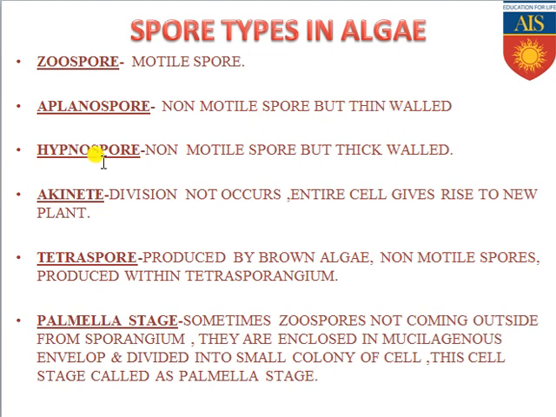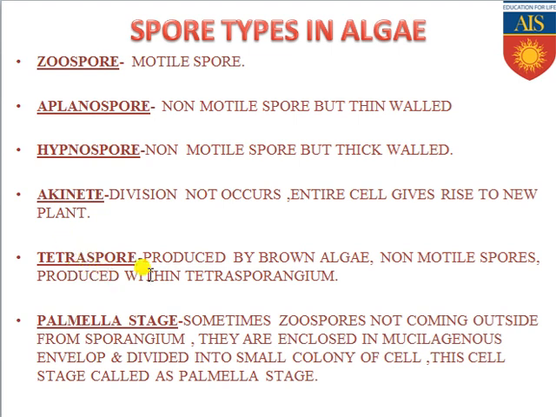Next, there is another category known as hypnospore. They are also non-motile spores, but they have a thick wall, like the conidia present in fungi. Akinete is a kind of spore where division does not occur and the entire cell gives rise to the new plant. So there is no division of this spore, and the entire cell gives rise to the entire plant body. That is known as akinete.